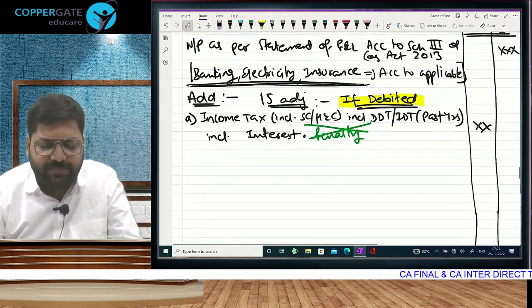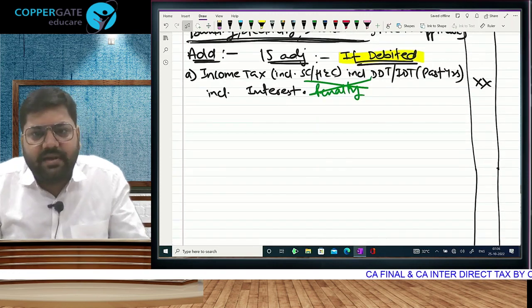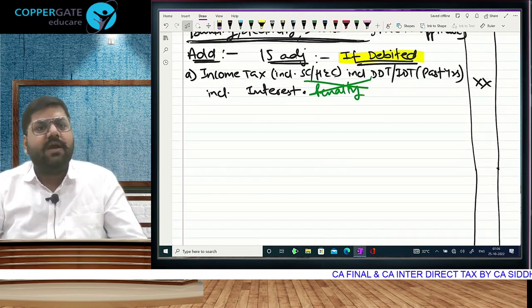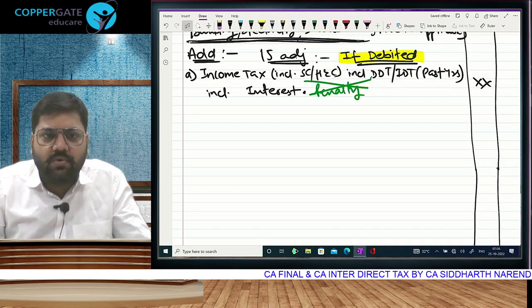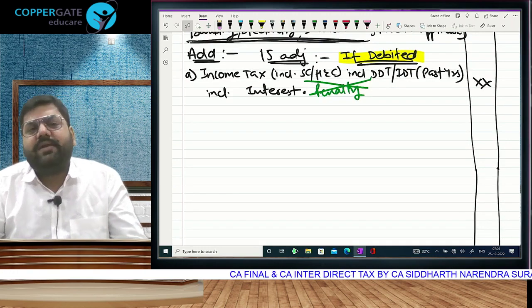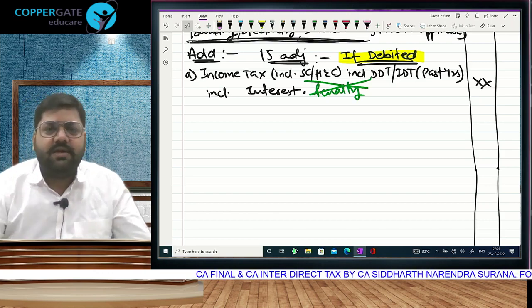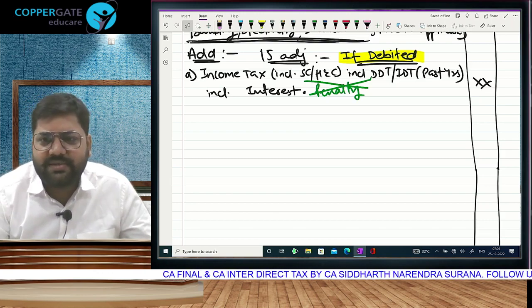We are done with the first point on the add side and less side. They were related to each other, so we did them together. And there are going to be a lot of such points where add and less are related to each other. But 2 out of 29 are over, so like this, happily, we have to do 27 more.